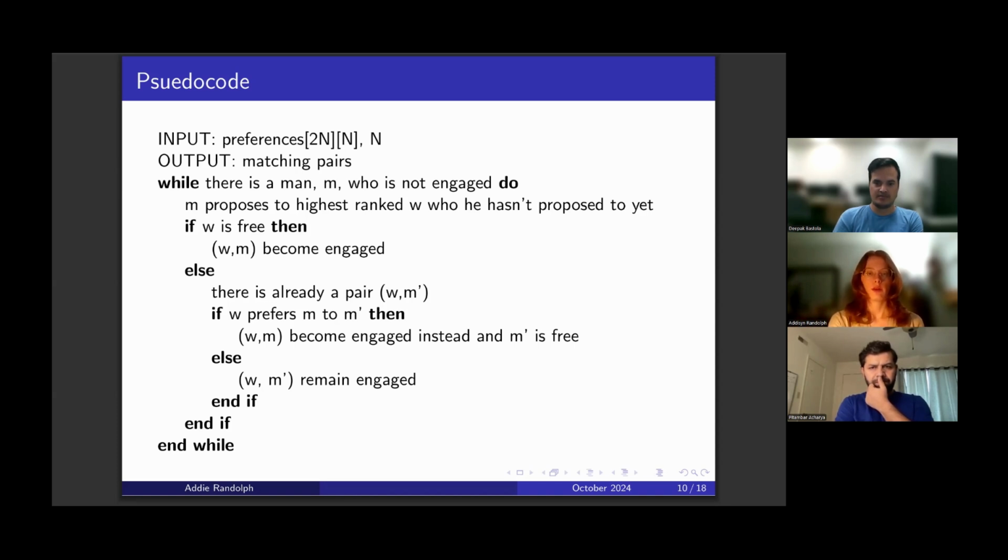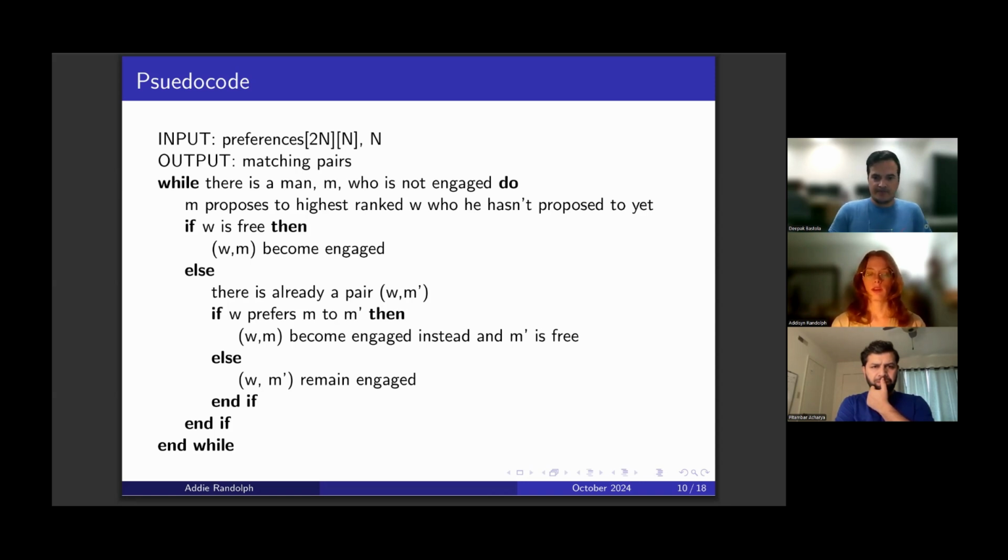So while we have a man who is not engaged, that man, M, is going to propose to the next highest ranked woman, W, who he hasn't proposed to yet. He never goes back and proposes to someone else. Once he's been rejected, he doesn't go back. So he just keeps going down his list.